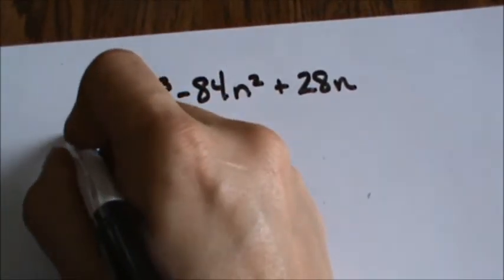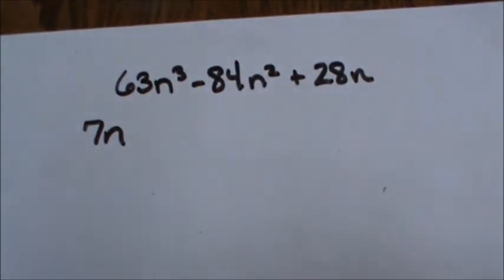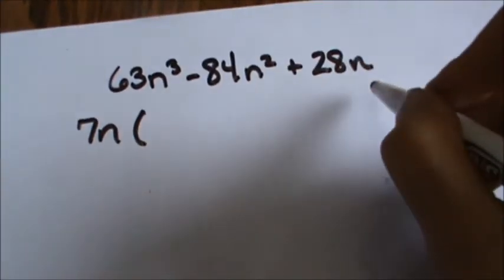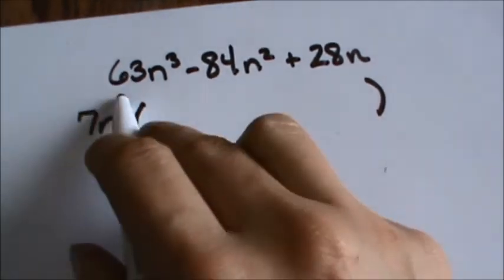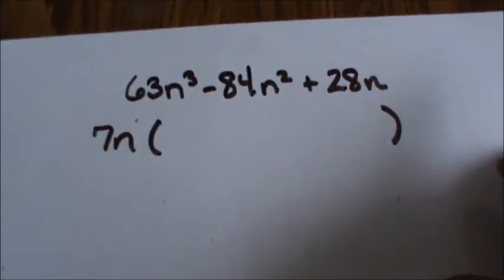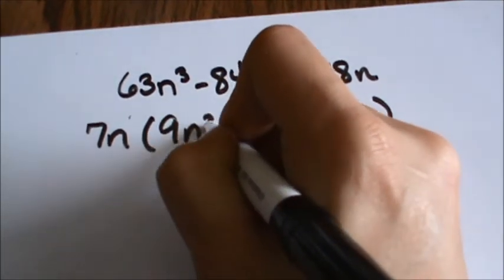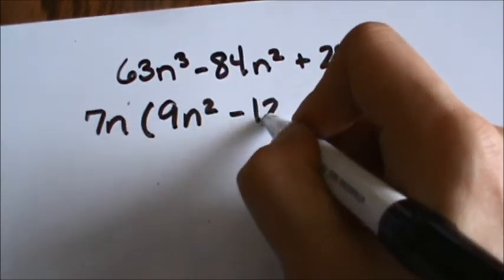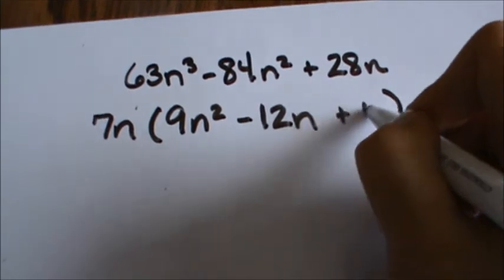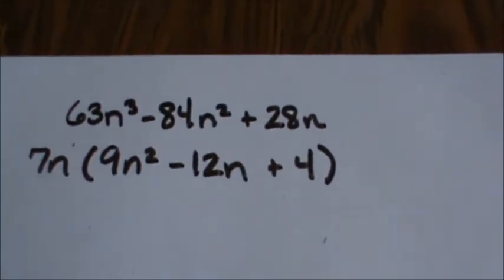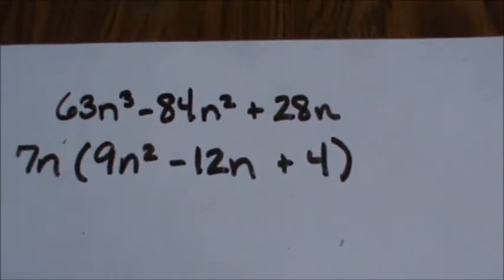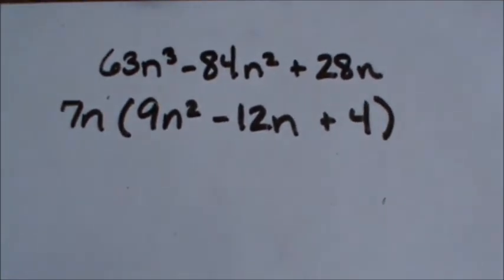And that is taking out the greatest monomial factor, which is 7n. 7 is the greatest number that divides all of these. They all have an n in common, that's why it goes in front. So if I take out a 7n, I'm going to be left with 9n squared minus 12n plus 4. This inside here now could possibly be a perfect square trinomial.